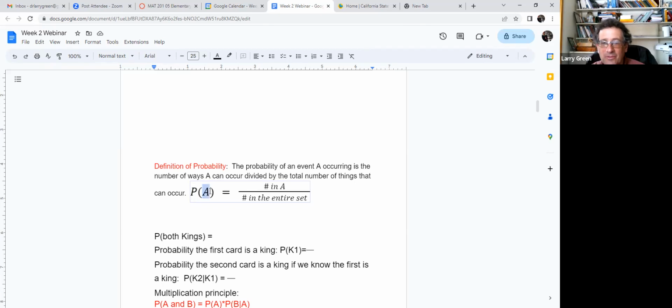You can use whatever letter you want for whatever you're talking about, but people pretty much do alphabetically if it's just general. And that is the number in A divided by the number in the entire set.